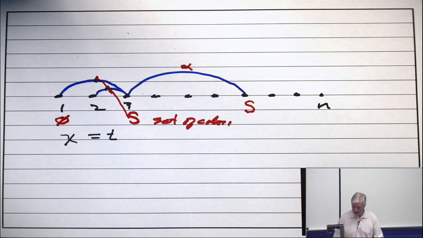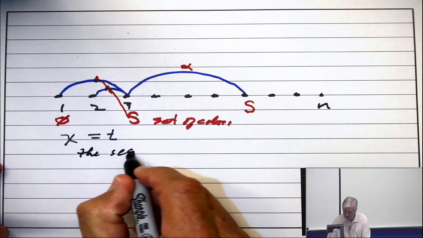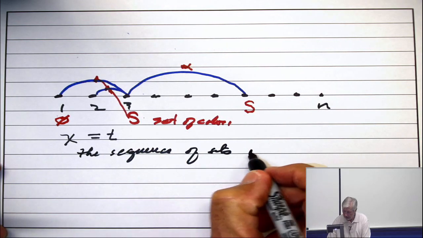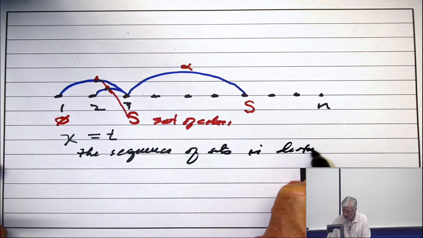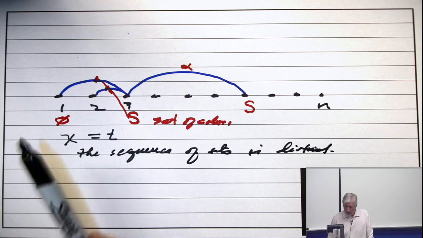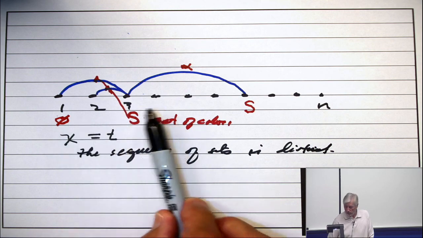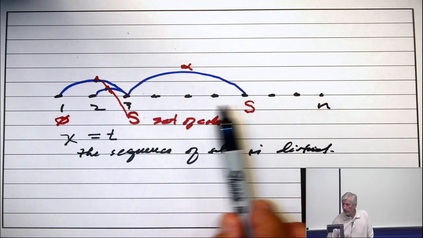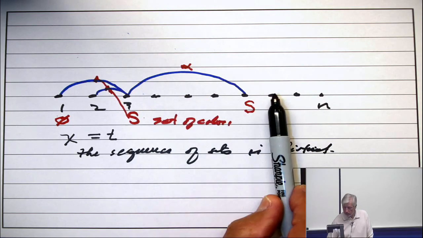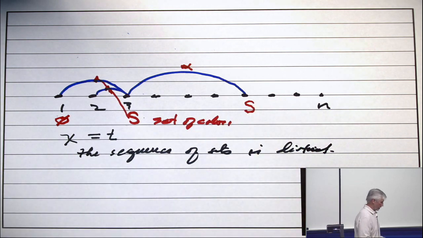I'll write it. The sequence of sets is distinct. You never write the same set twice. This is the only one that's the empty set, isn't it? You never put the empty set over here. But I'm saying much more. Whatever set you put here, you never use the same set over here. Now, see if you can explain why that's the case.